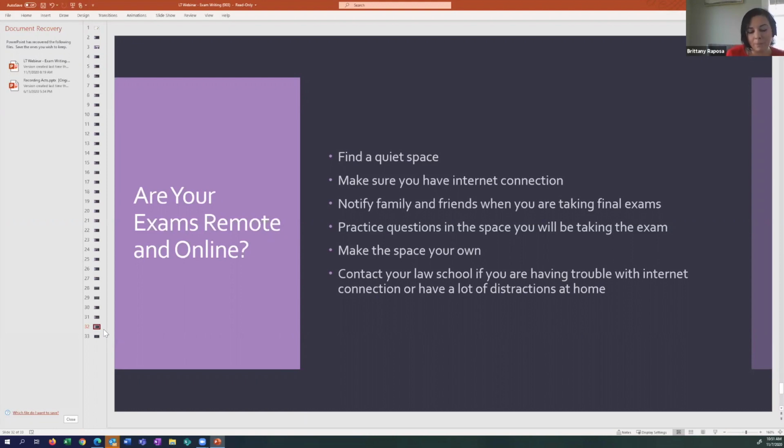And then if you are having trouble with your internet connection, or you don't have a quiet and safe space at home, not everyone has the same privileges, and not everyone has the same resources. Make sure you contact your school, and indicate that you might need assistance, because your law school likely can give you a space to take the exam at school. And so definitely don't be afraid to do that.